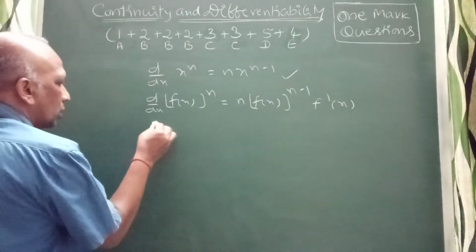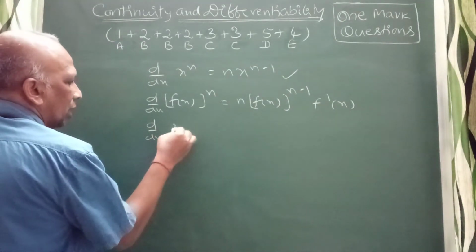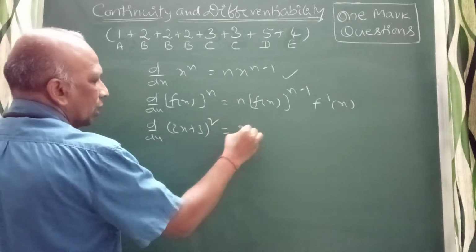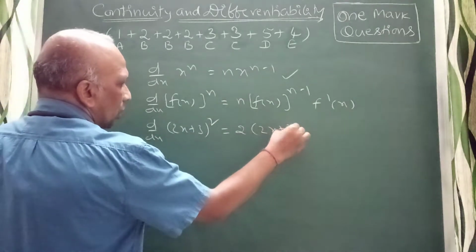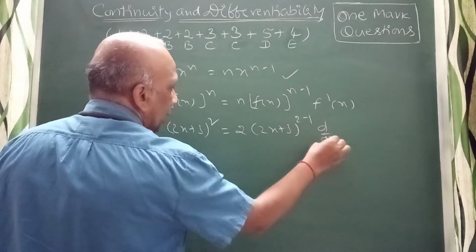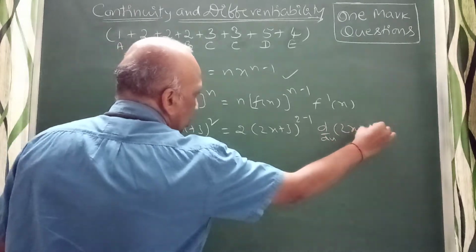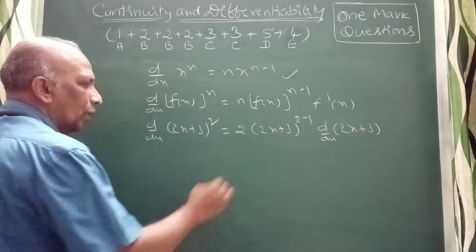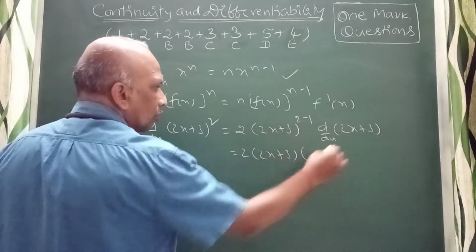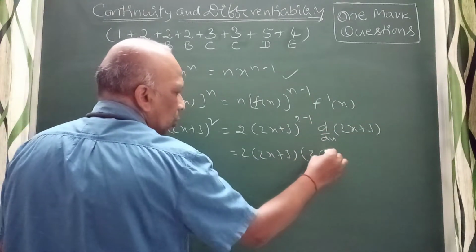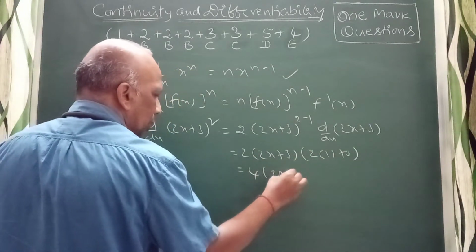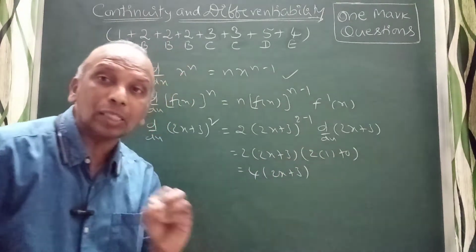For example, you can see d by dx of 2x plus 3 whole square. In this case, I can write 2 into 2x plus 3 whole power 2 minus 1, into the derivative d by dx of 2x plus 3. Now I can write 2 into 2x plus 3 into the derivative of this, so 2 into 1, constant 0, I will get 2 here. 2 into 2 is 4, so 4 into 2x plus 3. I am just giving an example of this.